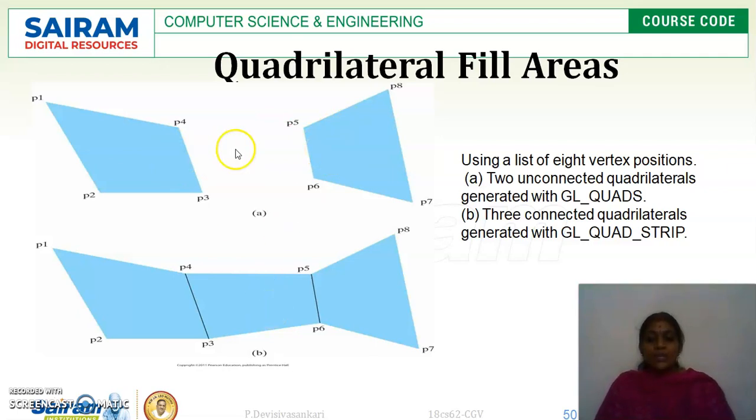And next, actually we are connecting these two quads by using the quad strip. So the intermediate points P4, P5, P3 and P6, if we combine this area, then this will make one strip. Okay, quad strip, right?